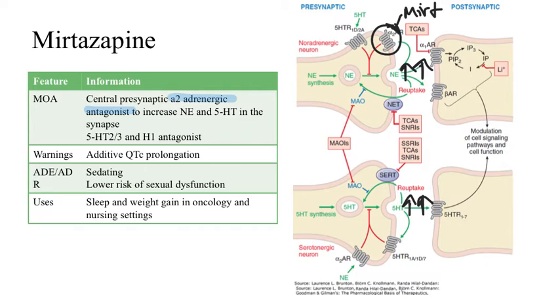Mirtazapine also has activity at the serotonin 2 and 3 receptors as an antagonist, as well as a histamine H1 antagonist. And for that reason, it's very sedating and should be taken at night rather than early in the day. Mirtazapine does have a lower risk of sexual dysfunction compared to other antidepressants, but does carry a risk of additive QT prolongation. Mirtazapine is frequently used in oncology and nursing settings to induce sleep because it is so sedating and to stimulate weight gain because as an H1 antagonist, it can cause weight gain.